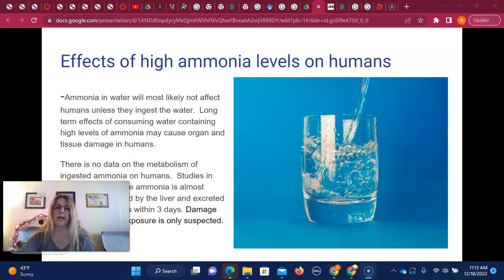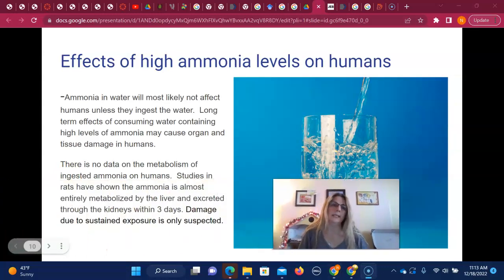So the effects of high ammonia levels on humans: ammonia water most likely will not affect humans unless they ingest the water. Long-term effects of consuming water containing high levels of ammonia may cause organ and tissue damage in humans. There is no data available on the metabolism of ingested ammonia in humans. However, studies in rats have shown that ammonia is almost entirely metabolized by the liver and excreted through the kidneys within 3 days. The damage due to suspected exposure is only suspected. It's not proven.